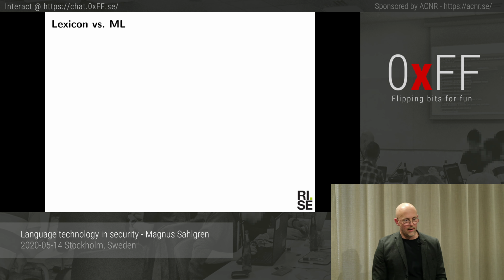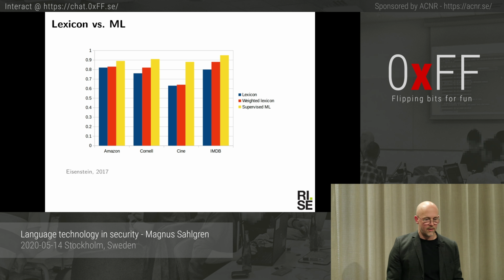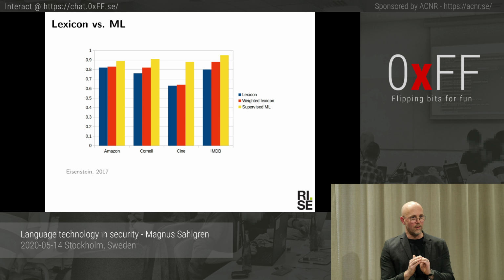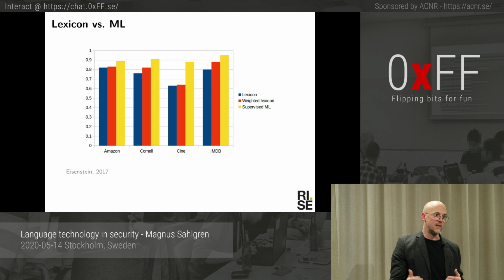Now, we're going to leave these simplistic techniques and look at this picture, because it doesn't matter how good you make your list of keywords, they will never perform as well as a machine learning classifier trained to do the job. That's just a simple fact. The blue columns are a standard sentiment lexicon, and then you can improve those results by using some clever weighting of the sentiment terms. But as soon as you start using just standard supervised machine learning, you will get an increase in performance.